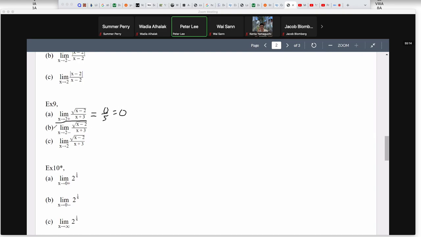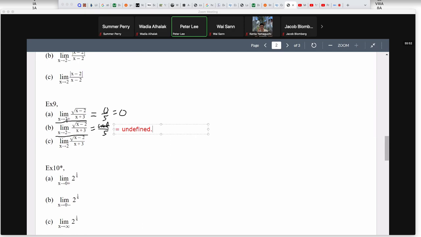No problem. Now, what is part B? Note that x is approaching 2 from the minus side. That is, x is allowed to be like 1, then 1.99, then 1.999. Only the minus side. What is this here? This is now going to be undefined over 5. So this is really undefined. Let me write undefined here. It's not 0. It's undefined.